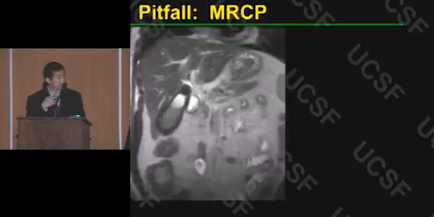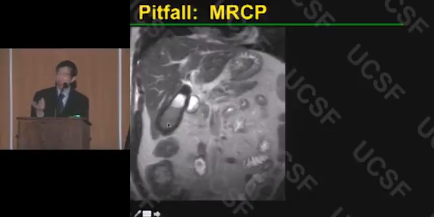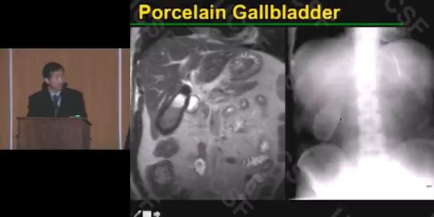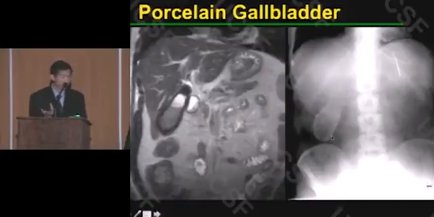A few pitfalls to point out. Let's say someone shows you this case. Says, oh, I did an MRI. There's all this gas in the gallbladder wall. Must be emphysematous cholecystitis. This patient needs antibiotics. And you say, wait a minute. Several things can be dark on MRCP, including calcium. This is a case of a porcelain gallbladder with extensive calcification of the wall of the gallbladder.